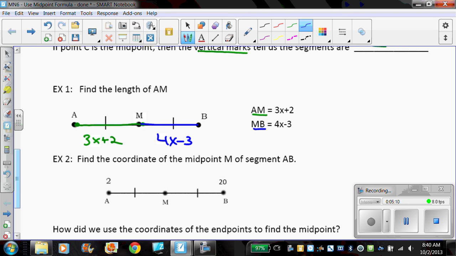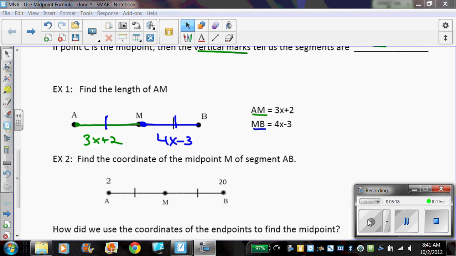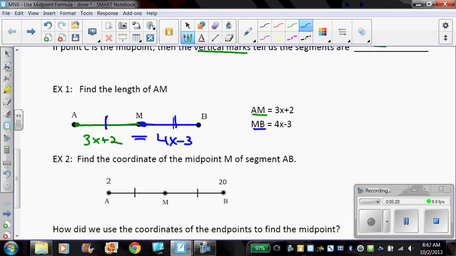Now, notice again we have this point here, and we're showing that this length is equal to this length. So those segments equal each other. So if AM is equal to MB, and 3x plus 2 is AM, and 4x minus 3 is MB, we can say they are also equal to each other. So the segments are equal, so that means the expressions that those represent are equal to each other. So I'm going to bring that over here.